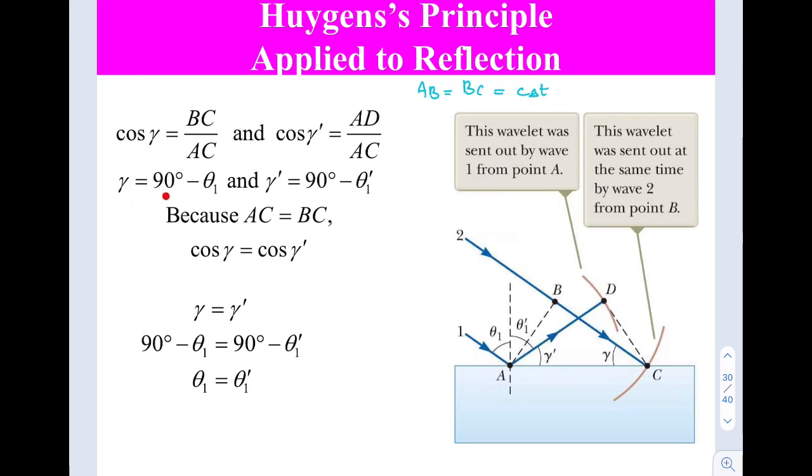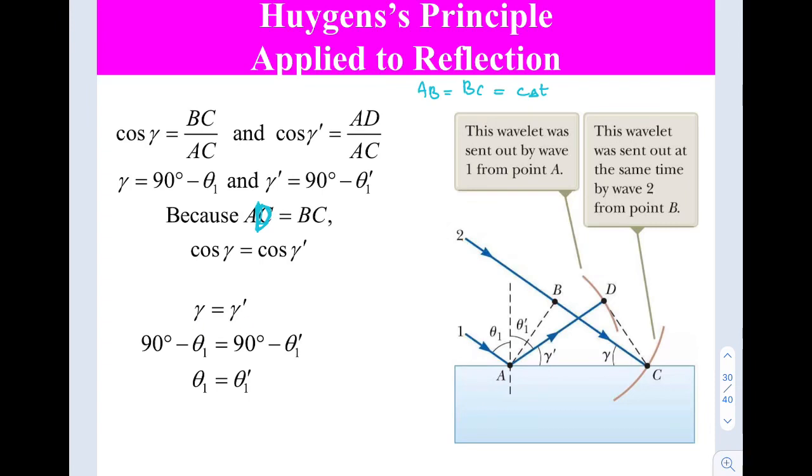Where gamma is equivalent to 90 degrees minus theta 1, and gamma prime is equivalent to 90 degrees minus theta 1 prime. Because AC is equivalent to BC, this is supposed to be because AD is equivalent to BC, cos gamma is equivalent to cos gamma prime.